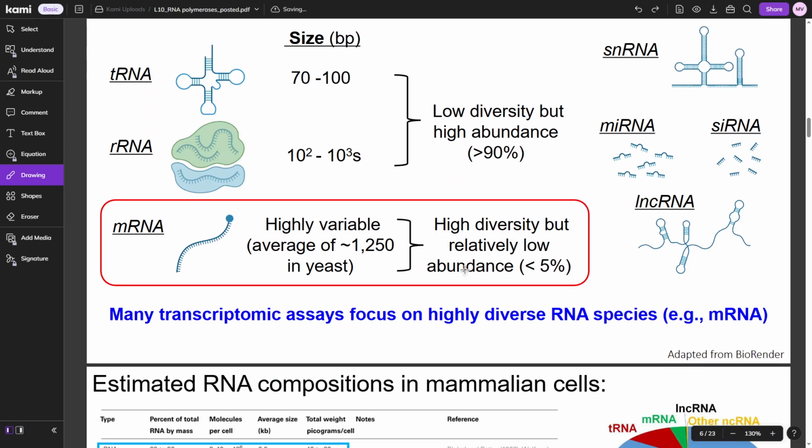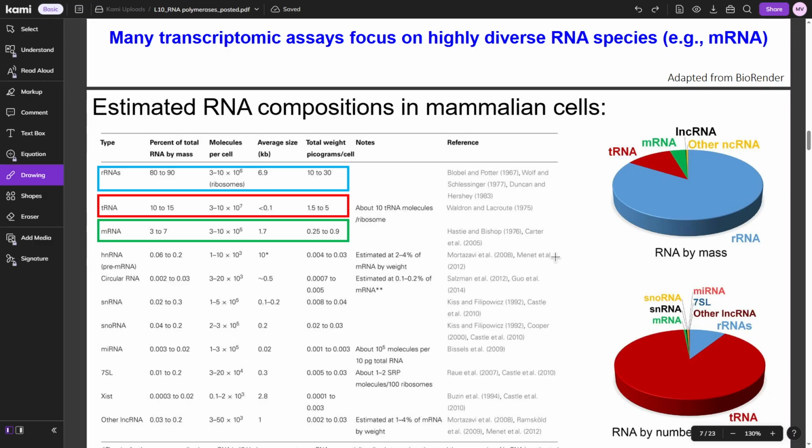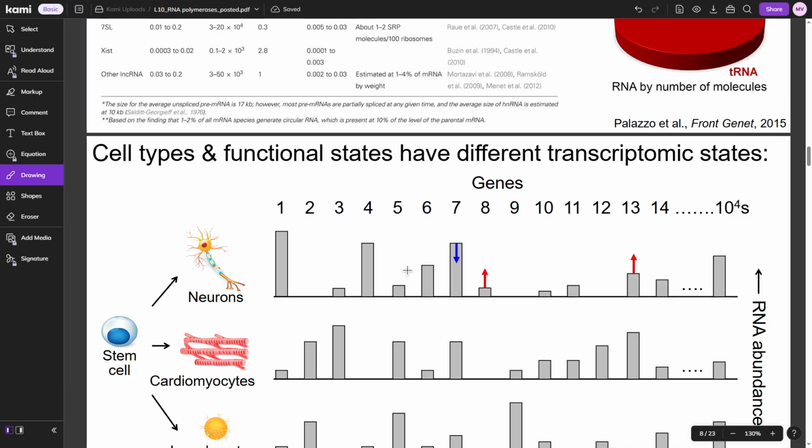But the mRNAs code for a bunch of proteins, right? There's alternative splicing and all that jazz, a whole bunch of stuff. Because of that, they're very high in diversity, but there's not a lot of them. Here's just estimated composition: rRNAs 90%, tRNAs 10 to 15, mRNA 3 to 7. Cool. Not too interested in that.